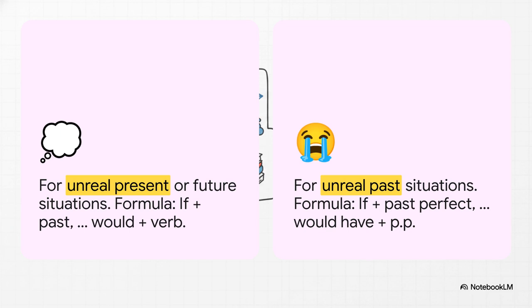The second conditional uses the simple past tense, and we use it to talk about hypotheticals in the present or the future. But if you want to talk about impossible situations in the past, you need the third conditional, and that uses the past perfect, which is had plus the past participle. And notice how the result also changes, from would for the present to would have for the past.